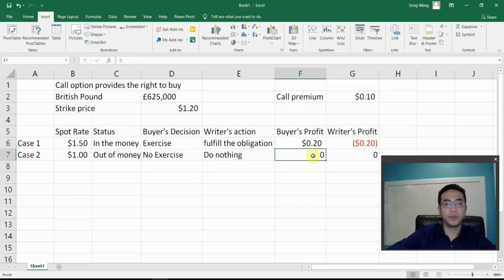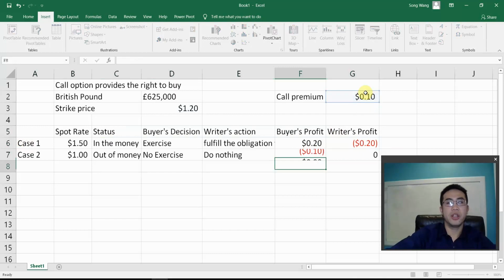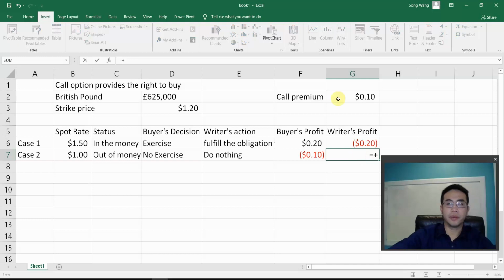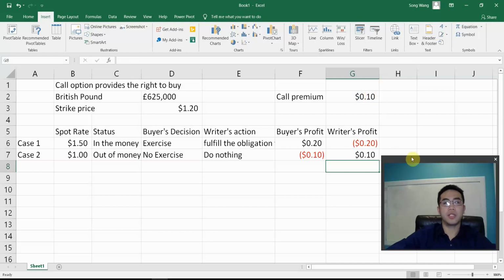For case 2, the buyer's profit, as I said, always includes this negative premium, because no matter whether the buyer chooses to exercise it or not, the buyer always pays the premium. And the writer, no matter whether the buyer chooses to exercise it or not, always receives the premium. Okay, that's how the game is played.